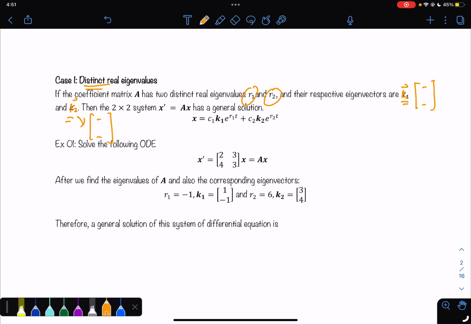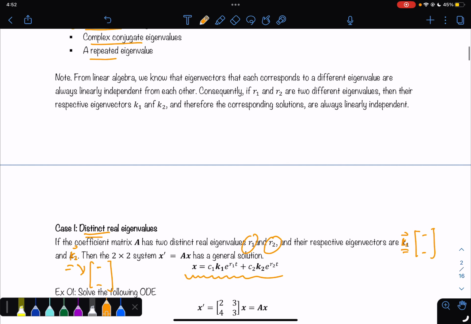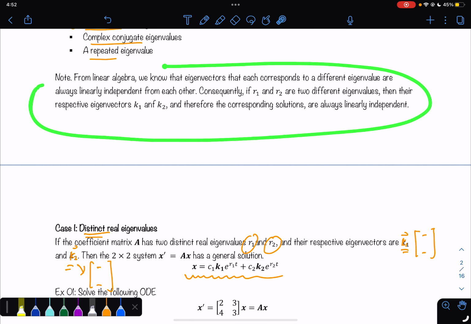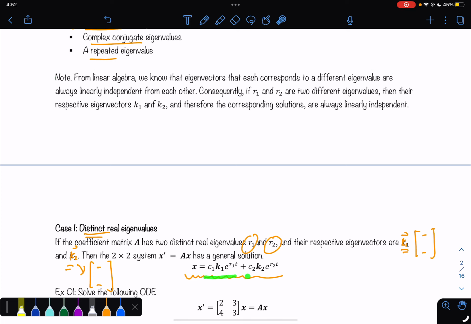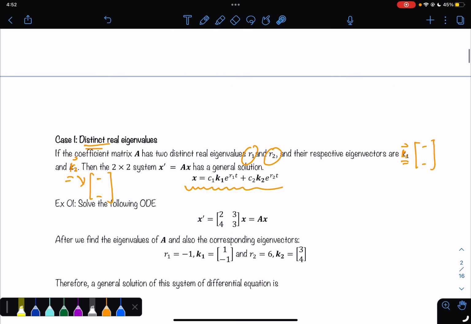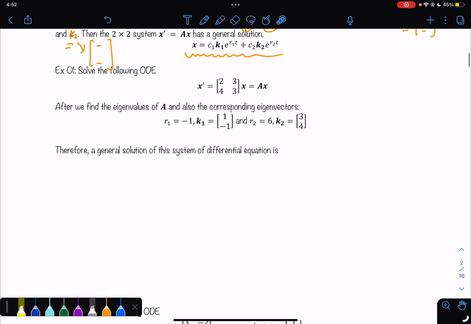And then once you find them, the solutions of the differential equation are K1 times e^(r1 t) and K2 times e^(r2 t). They are supposed to be linearly independent based on discussion from linear algebra, which we will not dive into the details of. Therefore, a linear combination of those two forms your solution. So let's try to put it into practice.